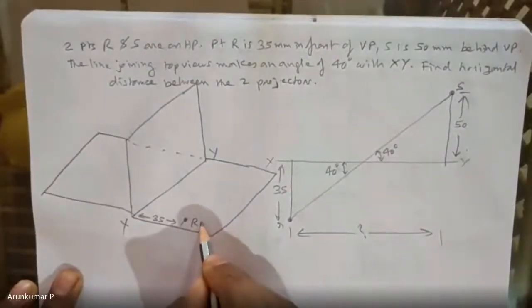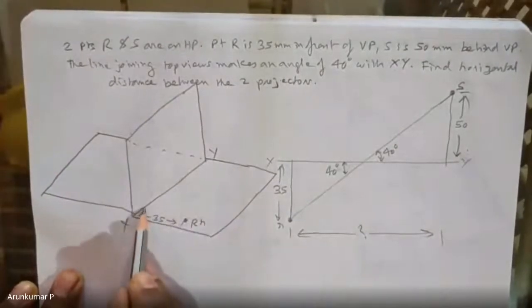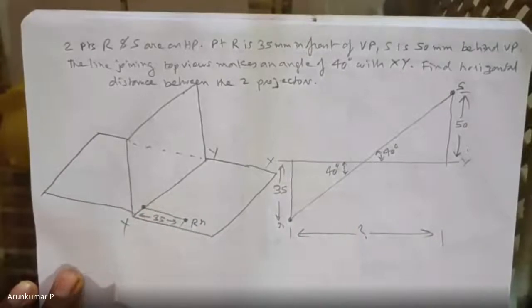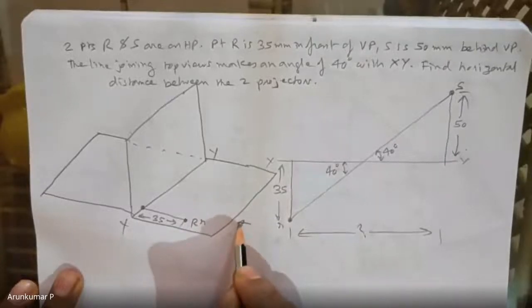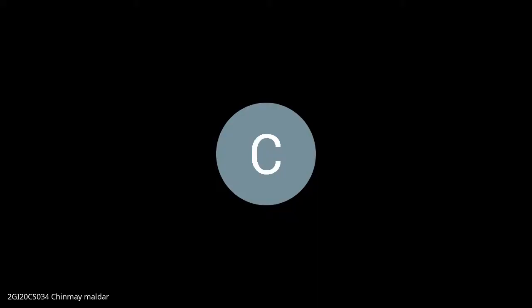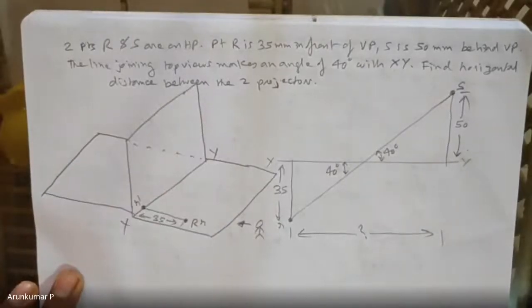So this is the point R. Top view of R, same location. Front view of R. Where is the front view of R going to come? On XY line. Exactly, on XY.